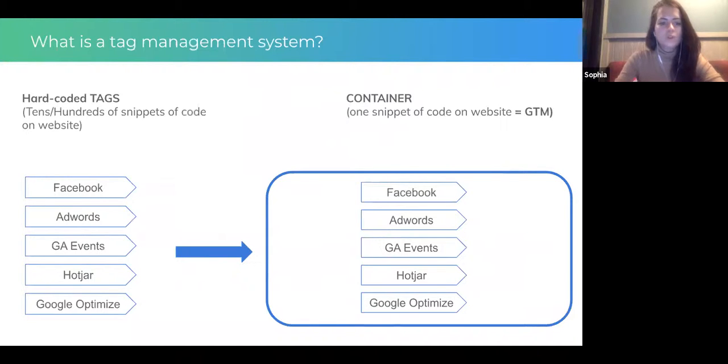And what's the old way of doing it? It's simply taking a lot of code snippets and putting them on the back end of your website pages. But that's not very efficient, and I'm going to explain why. And the new way is to not take each code snippet and put it on the website, but take all of them and place them in a container in Google Tag Manager.